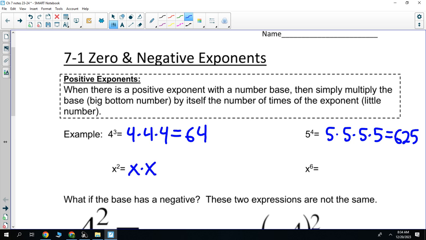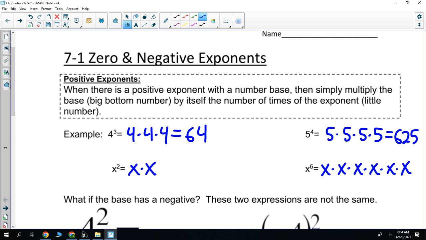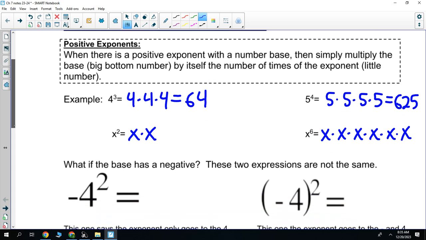So when you have variables like x to the second, we just need to make sure we understand that's the same thing as saying x times x. We can't simplify that at all because we don't know what x is. X to the sixth is the same thing as saying x times x times x times x times x times x. It's really multiplying x 6 times. So it's really important that we have exponents because I really wouldn't write out x times x times x times x times x. I'd rather write x to the sixth.